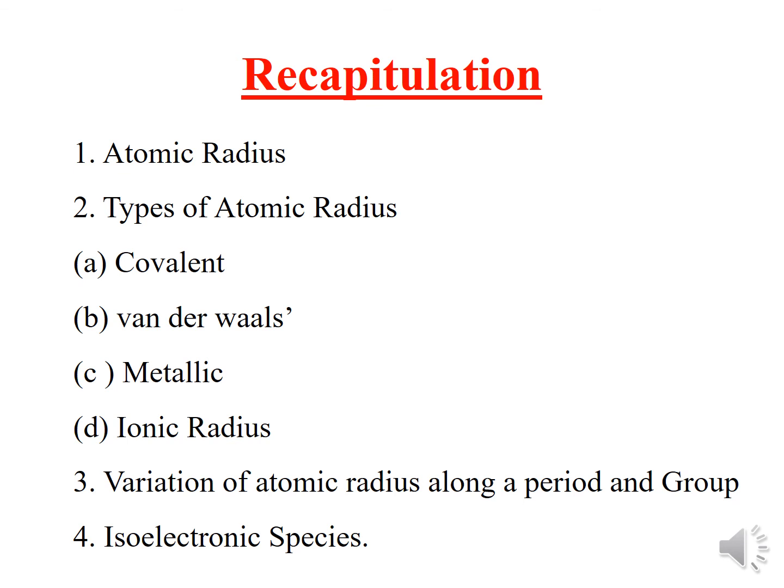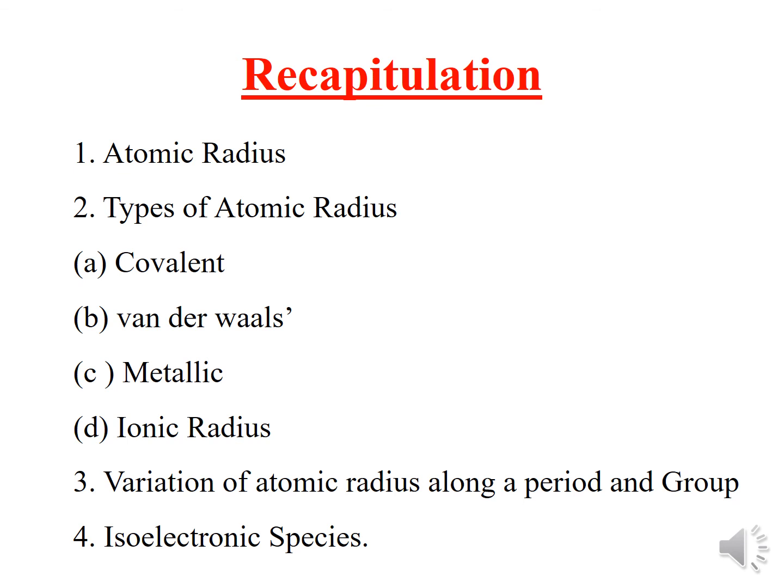Covalent radius is in the case of covalently bonded atoms. When there is no bond formation, there will be van der Waals radius. For example, in the case of noble gases, there is a van der Waals radius. Then in the case of metals, there will be metallic radius. Then we compared covalent radius, van der Waals radius and metallic radius. We saw that in covalent radius there is overlapping. In metallic there is no overlapping. And in van der Waals radius there is distance between two atoms. So van der Waals radius is greater than metallic radius, and covalent radius is the smallest.